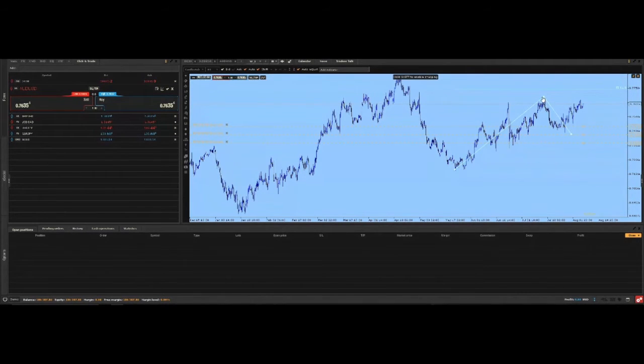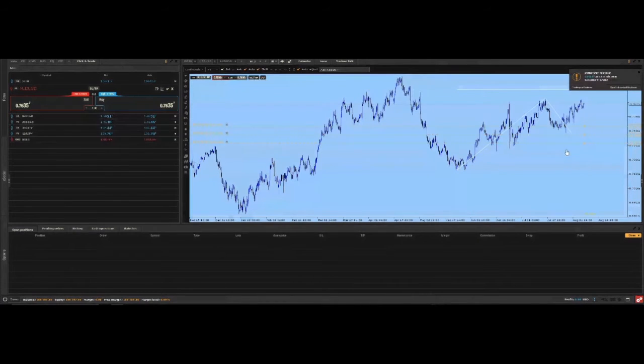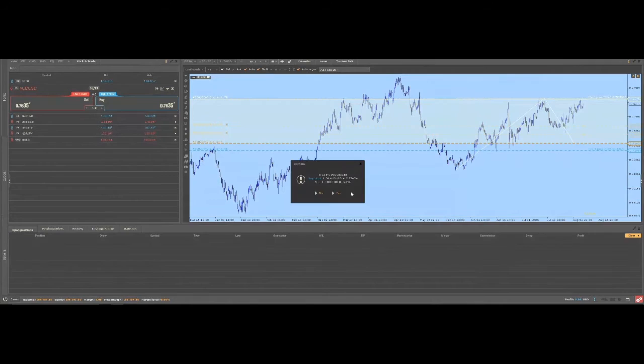You always want to keep everything nice and tidy. Set that take profit there. Come back down here. Set that take profit right here. There you go.